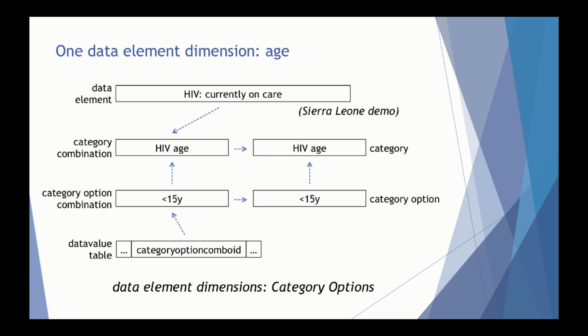What if you don't use any disaggregations at all? Well, we have an answer for that. In each DHIS2 instance, we start out by defining a default category combination, which has a default category, only one category in that combination as well.